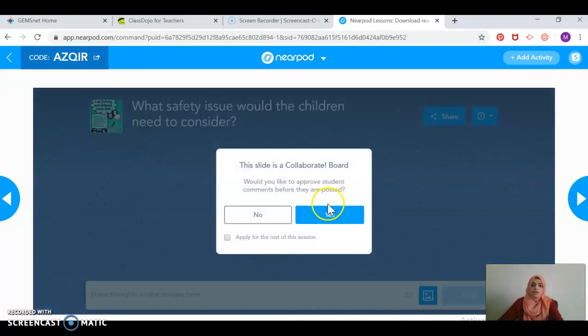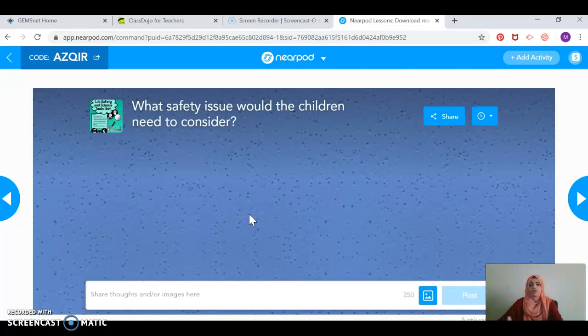Then our next question is, what safety issues would the children need to consider? When you're doing an investigation, you have to be careful, like wear your gloves, because it's hot, so they should not get burned. So think of all the safety issues that they should consider before they start the investigation. Like make sure that you have gloves, or there will be many more, so you can write that here.